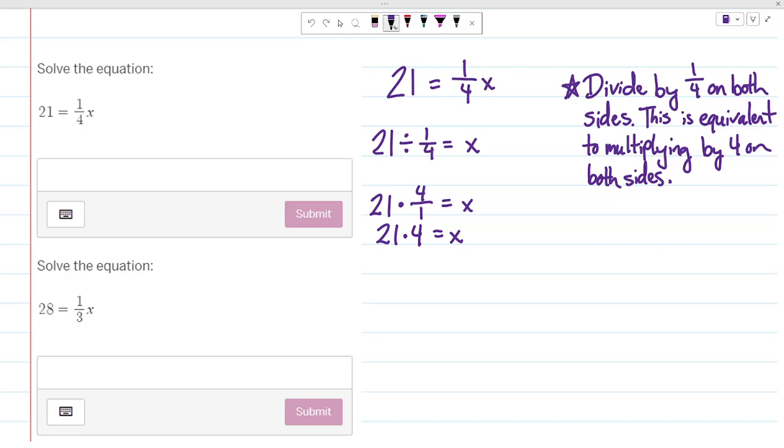So 21 times 4, what's that going to be? Well, 20 times 4 is 80, and then if we take one more group of 4 to get 21 groups of 4 instead, that would add 4 to 80, which would mean 84 is equal to x.